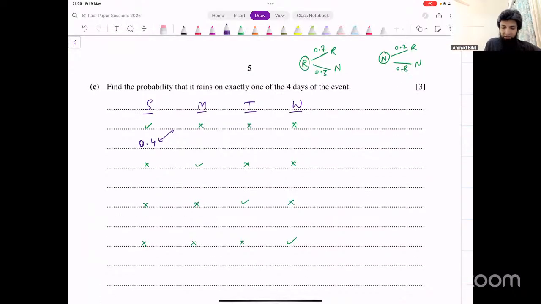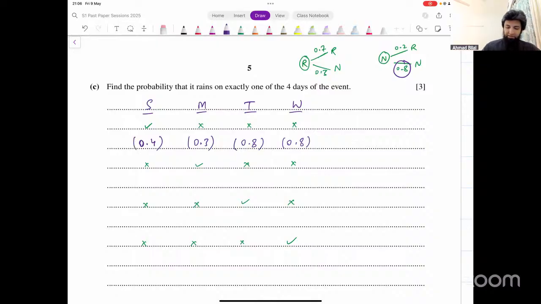So if it rained on Sunday, that means the next day, the probability of not raining is 0.3. So we have 0.3 here. And then if it did not rain on Monday, the next day, the probability of not raining is 0.8. So that becomes 0.8, and then again, 0.8. This is your first case.